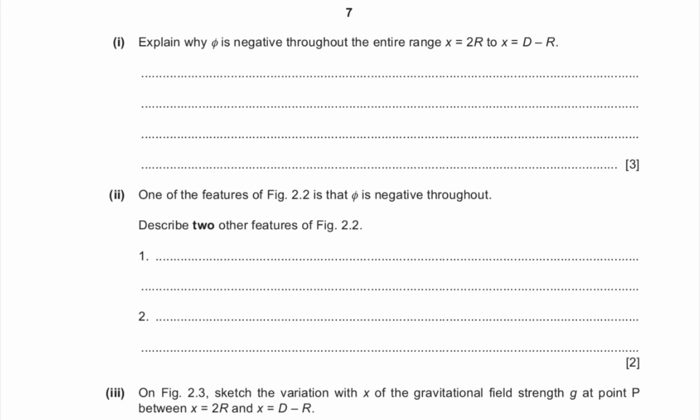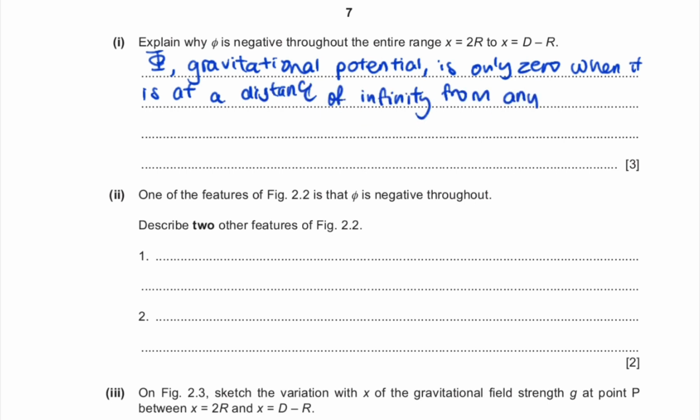All right, so they tell us phi is negative throughout the entire range. And they're asking you for what I just said. Why doesn't it hit the x-axis? This is because it's gravitational potential. So here's what I would write for my answer. So this is the first part. And remember, we have 3 points over here that we can earn.